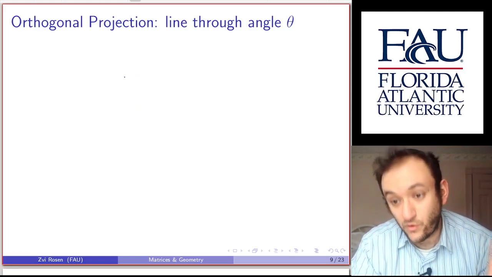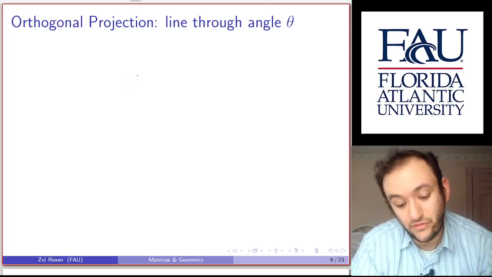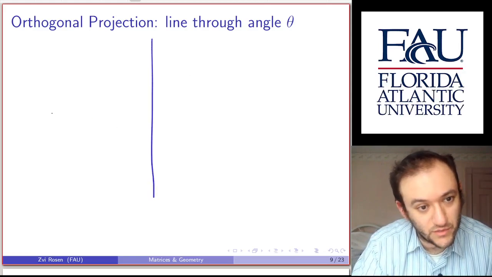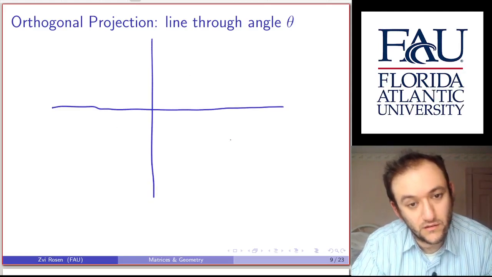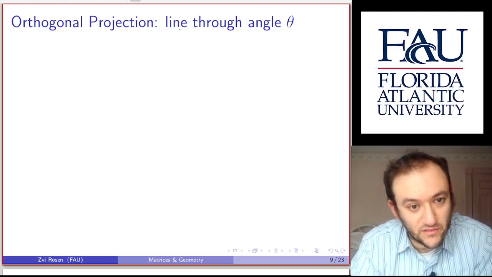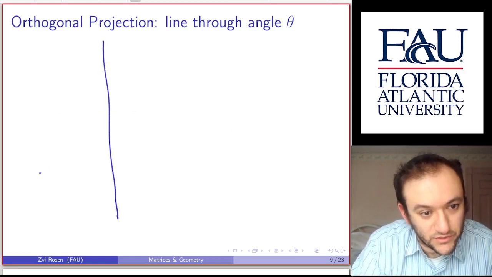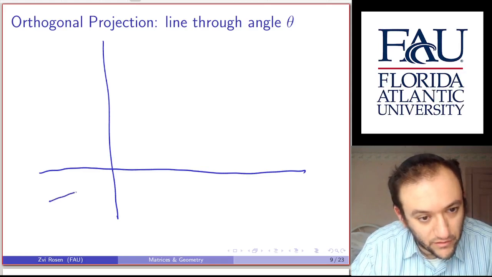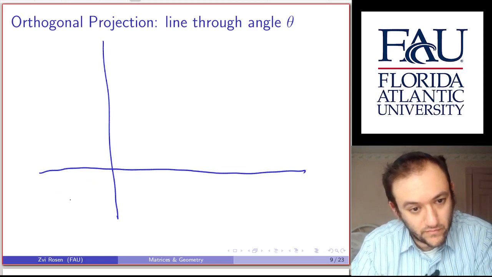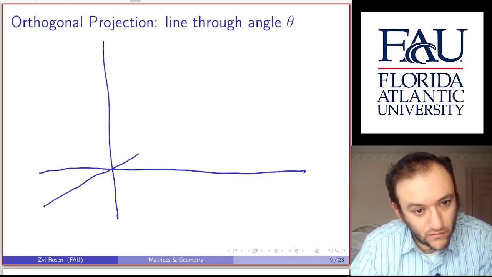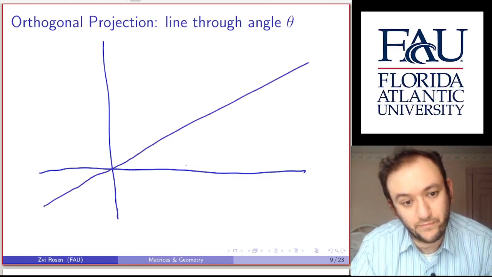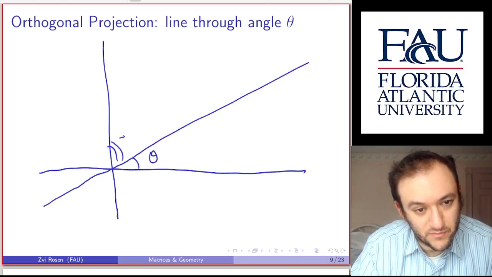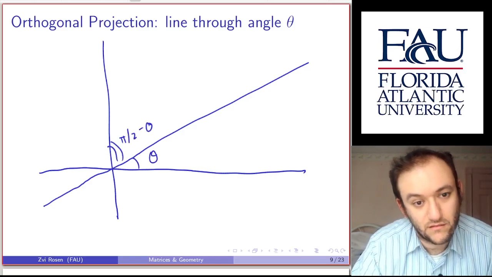So now we're going to orthogonally project onto a line through angle theta. We're going to need to be pretty careful with the geometry here. So I'm going to draw a big picture. Actually, let's focus on the first quadrant. We've got a line through angle theta. This angle is theta, and this angle is pi over 2 minus theta.